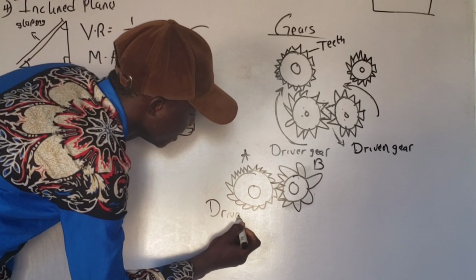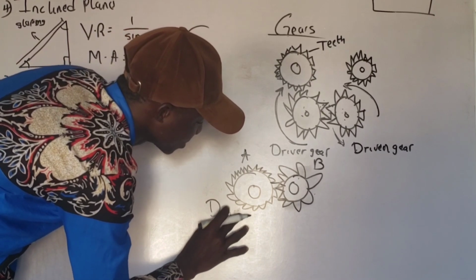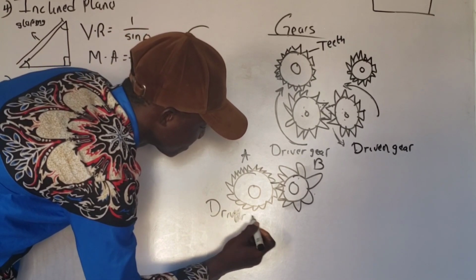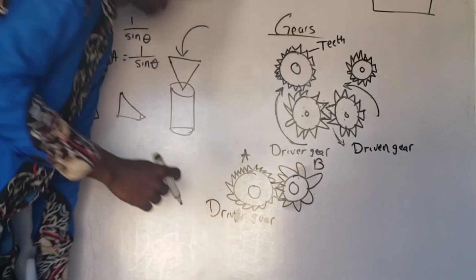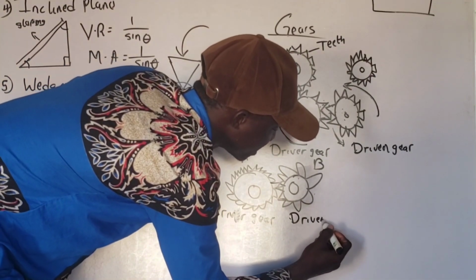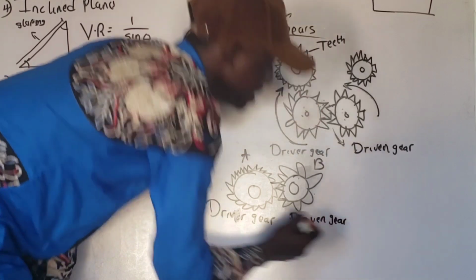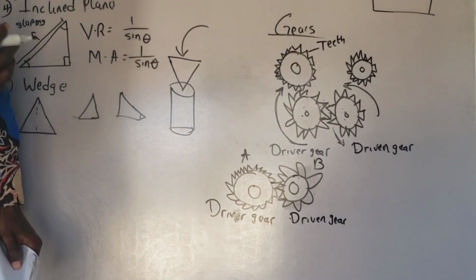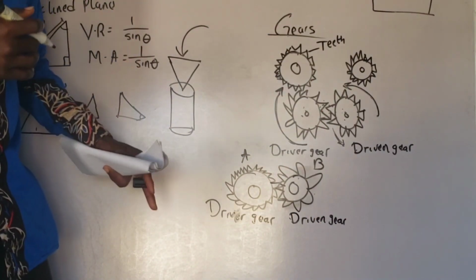Okay, this is the driver gear rather. Let's call the bigger gear the driver gear. This is the driver gear and this is the driven gear. I'm going to explain, please just pay attention. Now the gear that is being driven by the other gear is what we call the driven gear.